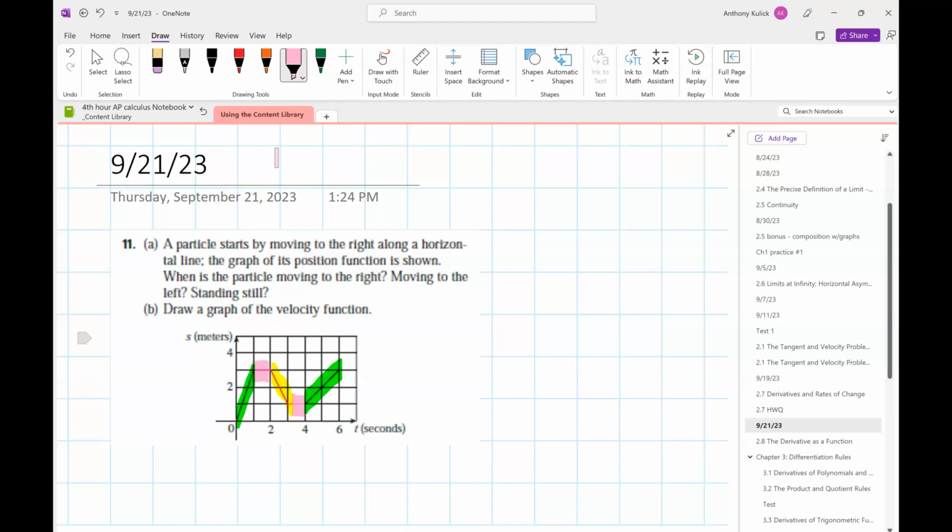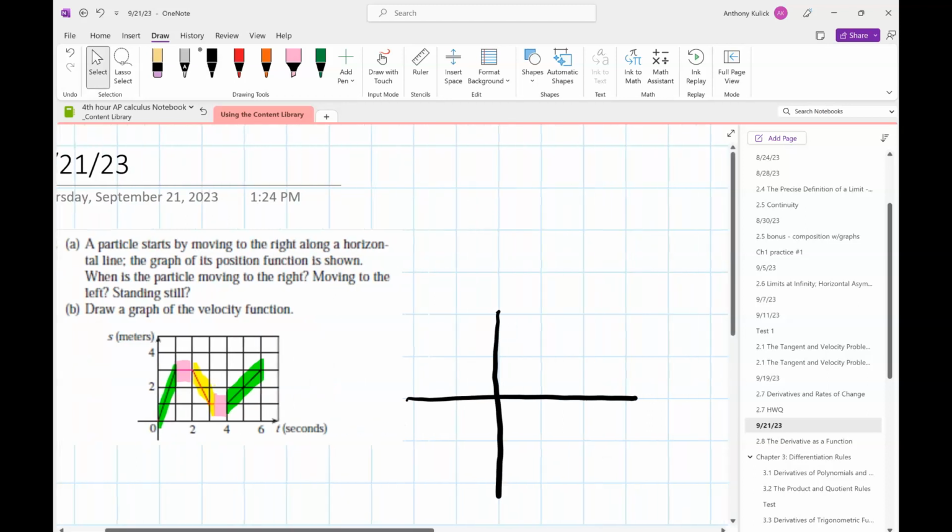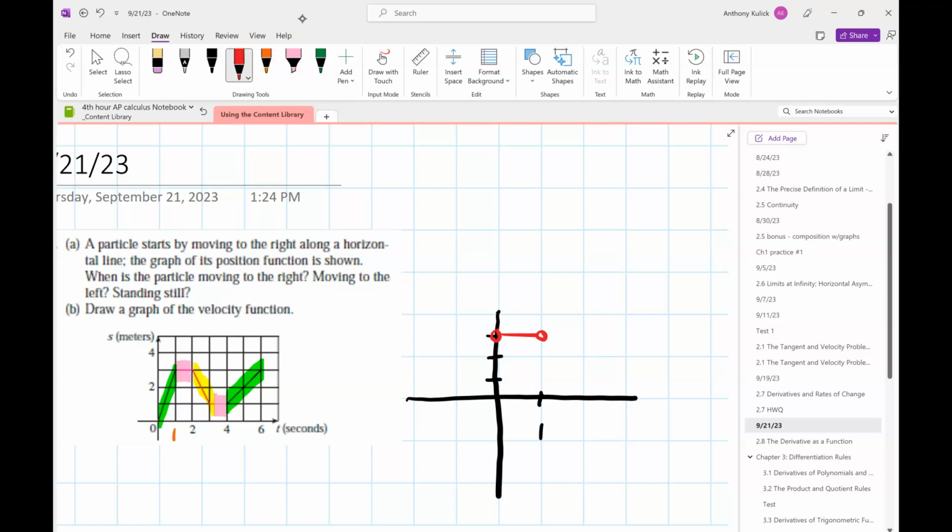So to draw the graph of the velocity function, this is going to have some discontinuities. On the section going from 0 to 1, the slope is 3. So if I have 1, 2, 3, we'll just have that. It's open dots because at that point it's moving. Yeah, I would do opens the whole way through.